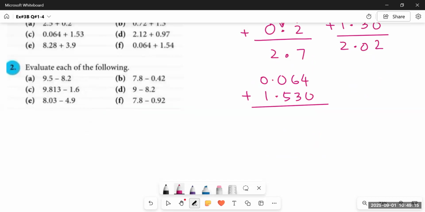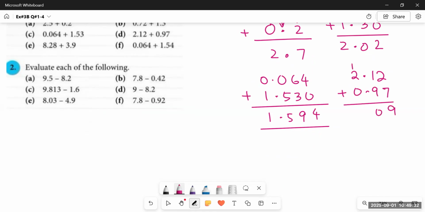Here comes 495.1. We have already learned it in detail in grade 5 as well, so it's just a sort of a revision. 2.12 plus 0.97 equals 7 plus 2, 9. 9 plus 1, 10. 2 plus 1, 3. So it's 3.09.